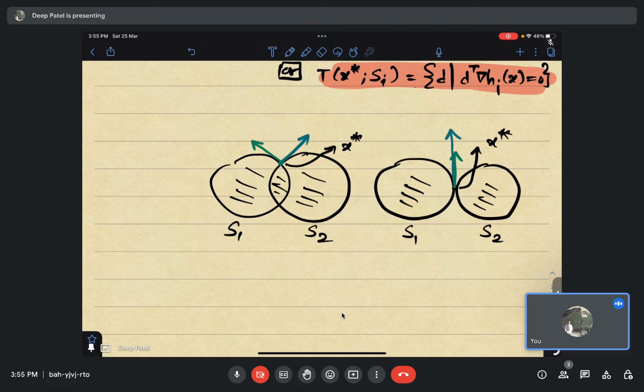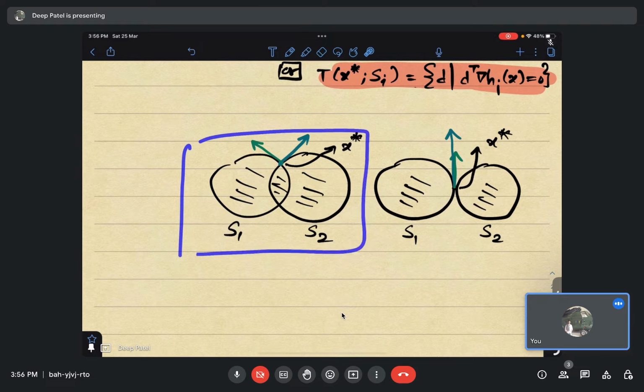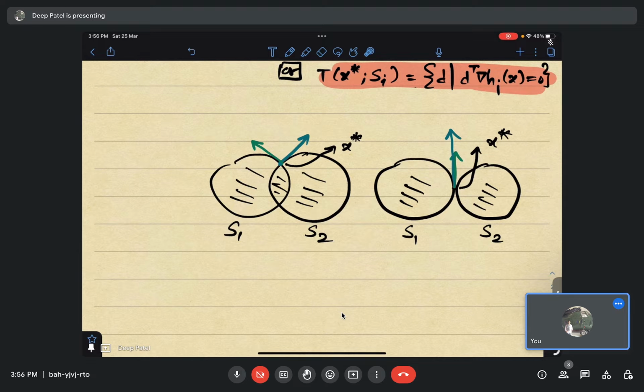You see that this gradient and this gradient are linearly independent, right? Here they are collinear. So in this case, we indeed expect the tangent cone of the intersection to be the intersection of the two tangent cones. But here, in the second case, of course, it doesn't happen. And so we see what is really helping us do that.